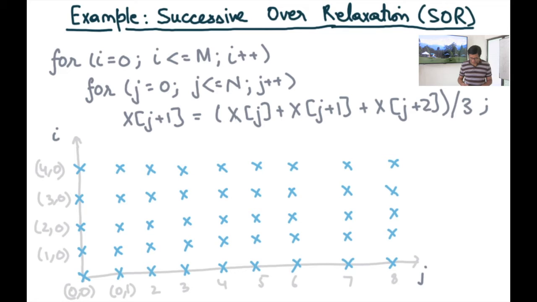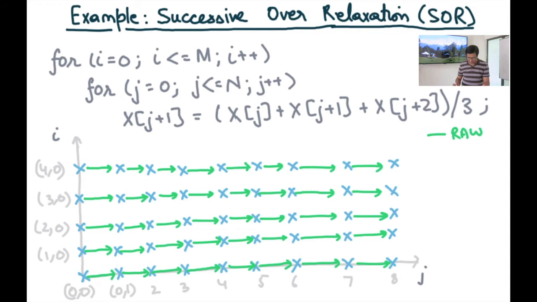Okay, now let's look at the data dependencies. The first thing here is that there are data dependencies from the (i,j)th iteration to the (i,j+1)th iteration, because at the (i,j)th iteration, I'm writing to the element x[j+1], and at the (i,j+1)th iteration, I'm reading from the (j+1)th element of x. So I have read-after-write dependencies from (i,j) to (i,j+1) for all values of i. I get these green dependency edges, which are horizontal chains of dependencies, coming from these two accesses, x[j] and x[j+1].